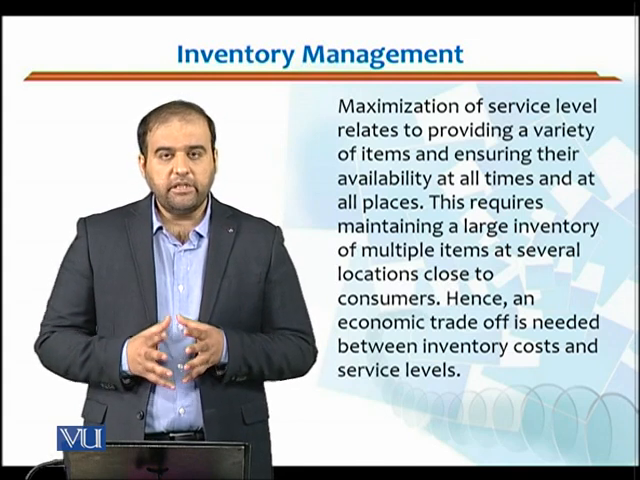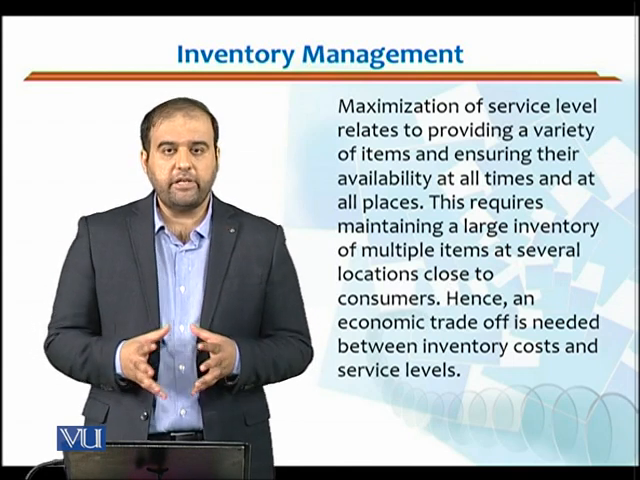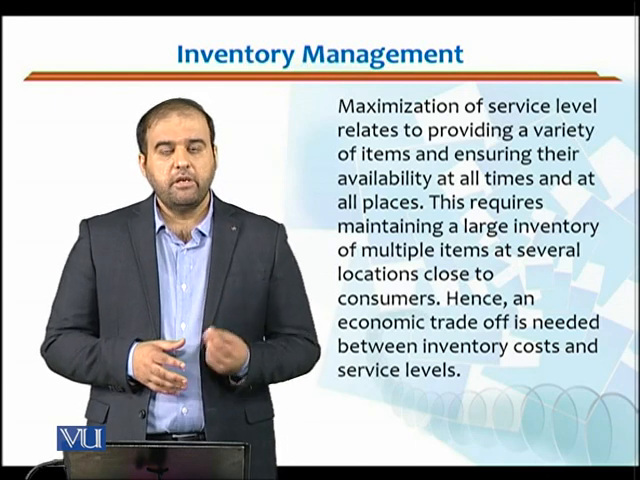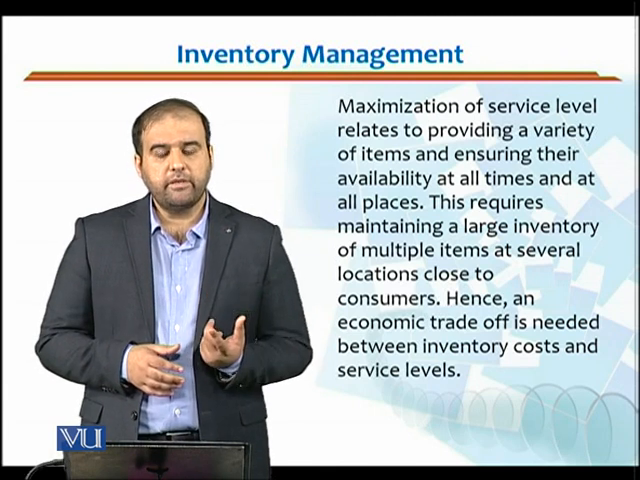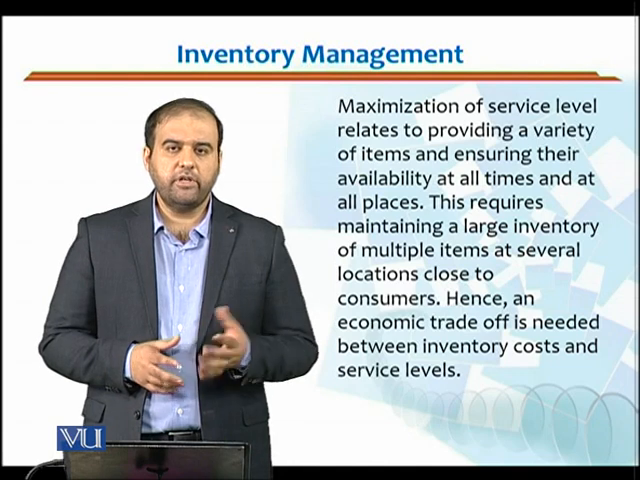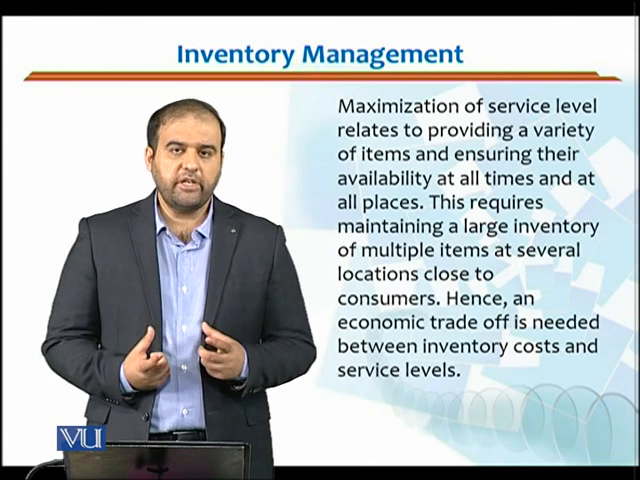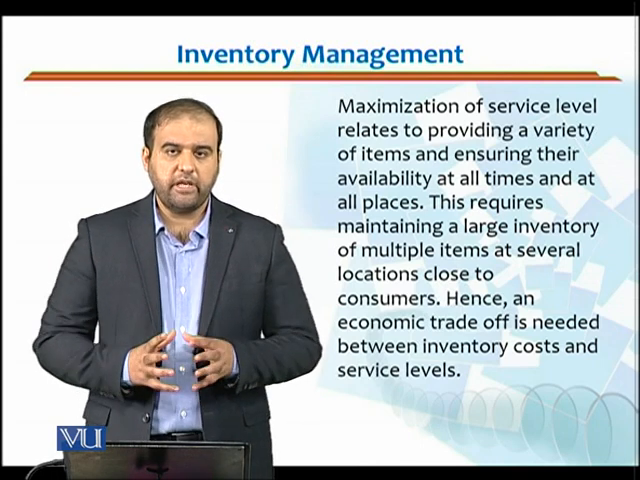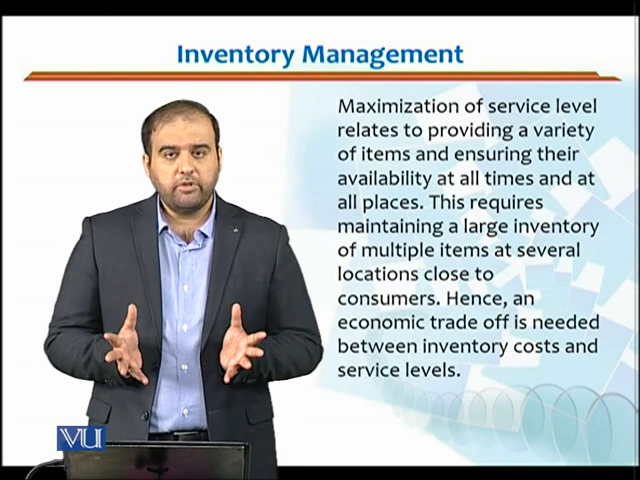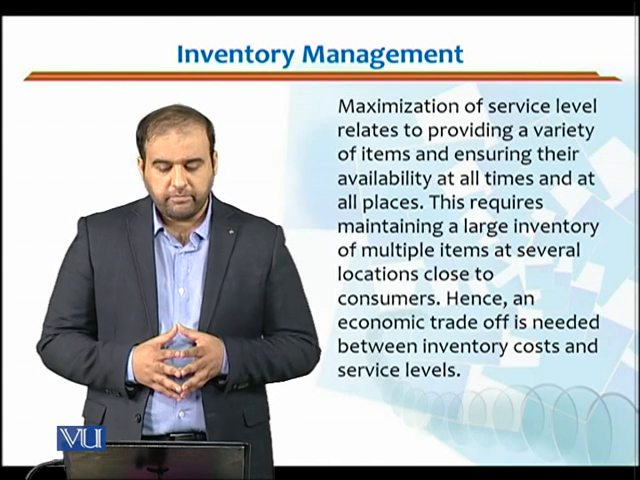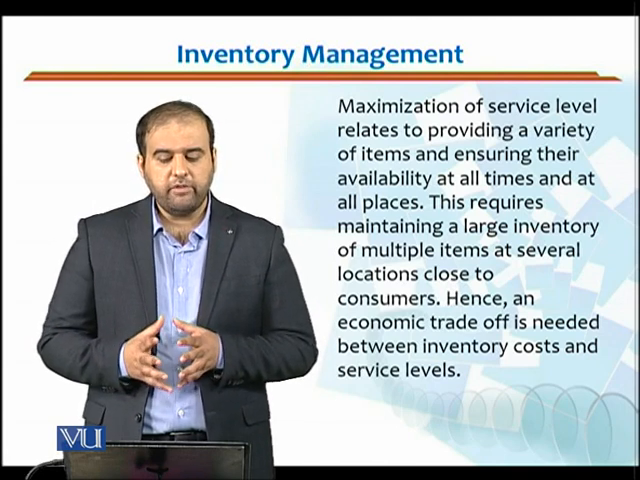So this requires maintaining a large inventory of multiple items at several locations, because you have a variety of items with some differentiating features. I can buy a split AC, with inverter or without inverter, or I can buy an AC which has gold foil in it. So there are differentiating features in those types of products, which are produced in a make-to-forecast scenario. So what you need to do is put a lot of inventory at different locations close to the consumer. Hence, an economic trade-off is needed between inventory cost and service levels.